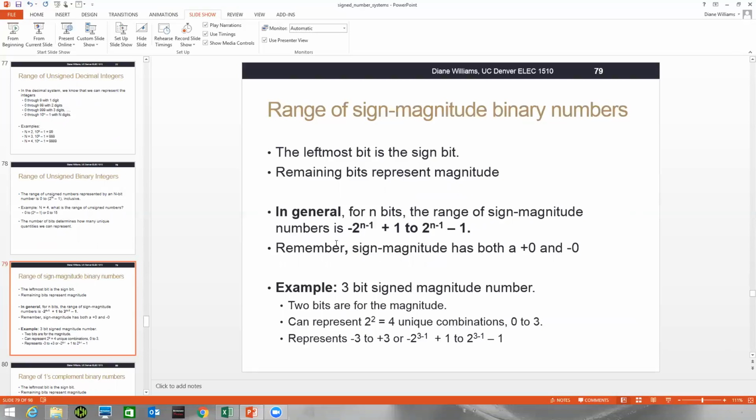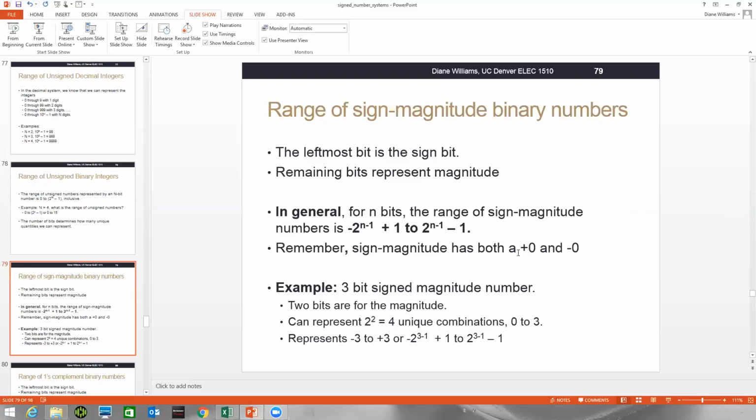So we're going to have this range, and in general, for n bits, the range of signed magnitude numbers is minus (2 to the n minus 1, minus 1) to plus (2 to the n minus 1, minus 1). So this formula is the negative range, and this is the positive range. Remember, sign magnitude has both a plus 0 and a minus 0.